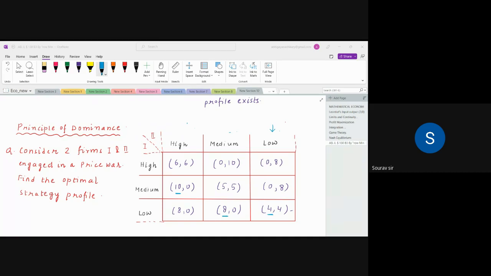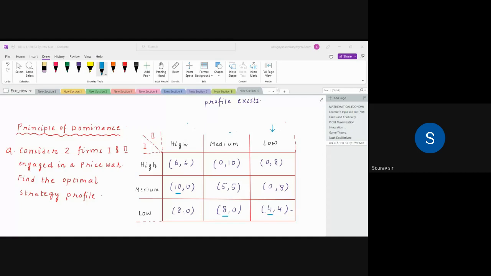Yes, sir. So basically, what you can see, if player two chooses to implement high price, player one's response will be to go for medium. If player two decides on medium, player one will choose low. And if player two chooses low, player one will also go for low. So whatever player two does, he has three options: high, medium, low. Player one will either go for medium or low, right? That is what we are seeing. He will never choose to play high.